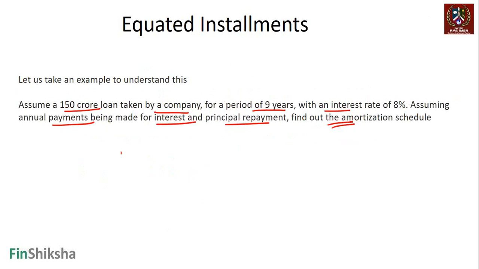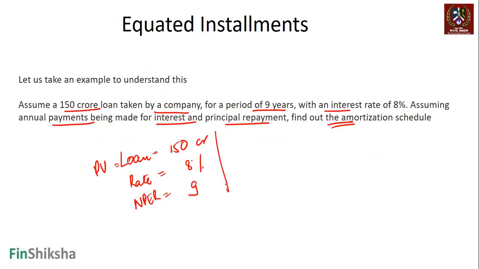So the total loan is 150 CR, rate is 8%, and loan is basically going to be the present value in this case, and the number of periods is going to be 9. If we were to convert this to monthly, then we are going to take 8% by 12 and 9 into 12. That's what we did for the home loan essentially, right? Now to solve this, let's go to an Excel file.